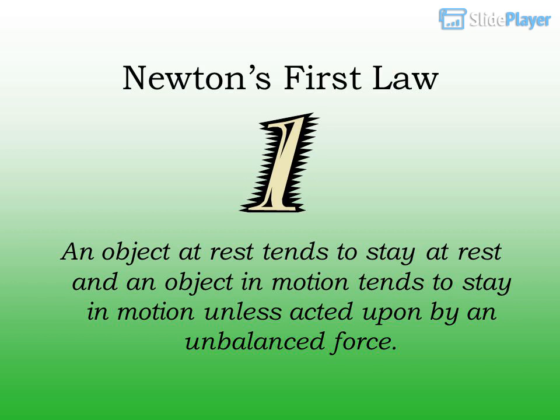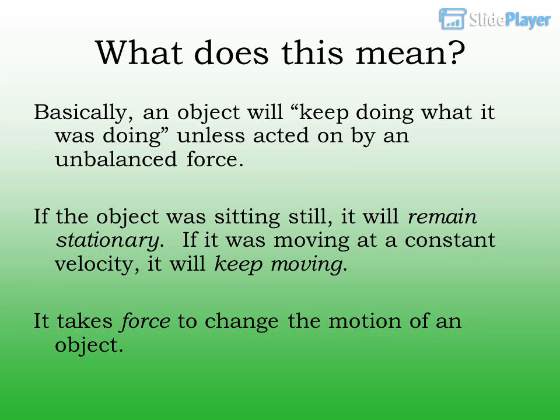Newton's first law: an object at rest tends to stay at rest, and an object in motion tends to stay in motion unless acted upon by an unbalanced force. What does this mean? Basically, an object will keep doing what it was doing unless acted on by an unbalanced force. If the object was sitting still, it will remain stationary. If it was moving at a constant velocity, it will keep moving. It takes force to change the motion of an object.